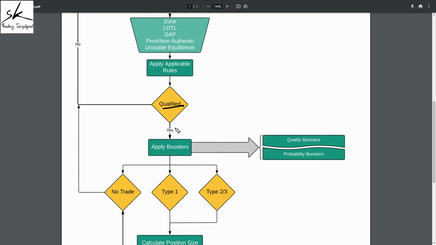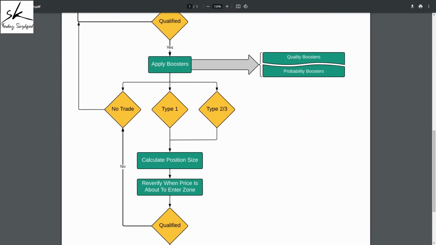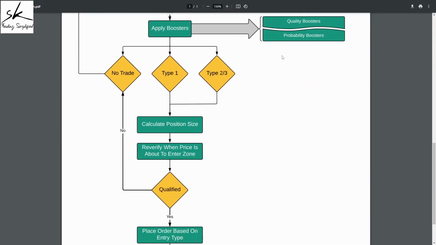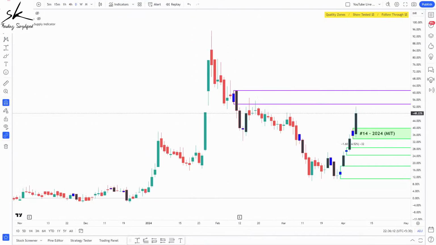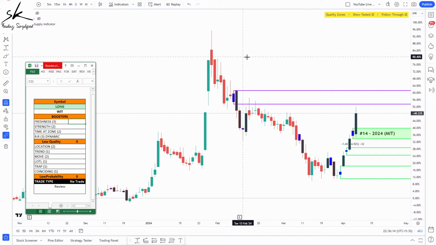So is the zone qualified for us? The answer is yes. So now that we know that based on these conditions, the zone is qualified, we'll move on to the next step, which is the booster scoring. So let's go back and let's start applying the boosters. The very first one is freshness. The zone is definitely fresh, gets a score of 2.